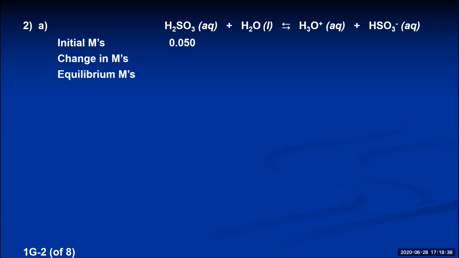It said the concentration of the sulfurous acid was 0.050. Before it ionizes, there would be no products, and some small amount of this will ionize because it's a weak acid, so we'll call that X, and you'll form X molarity of hydroniums and X molarity of bisulfite ions. Equilibrium molarities will be 0.050 minus X, X and X.